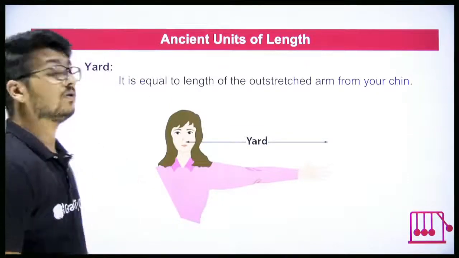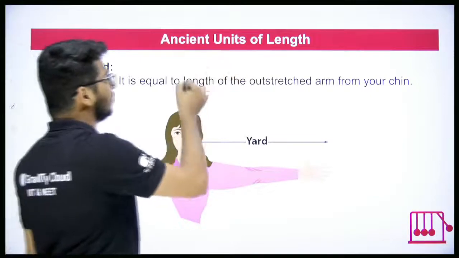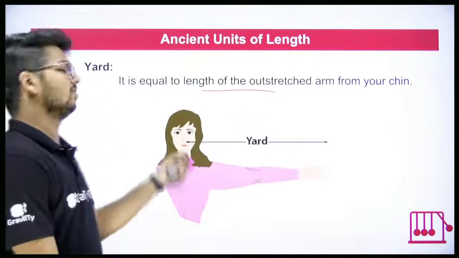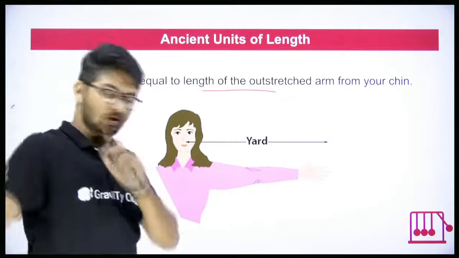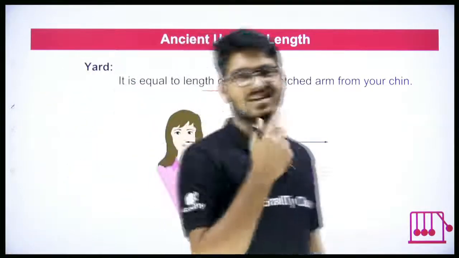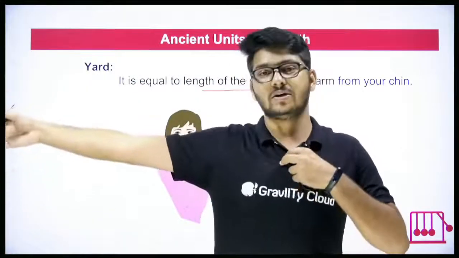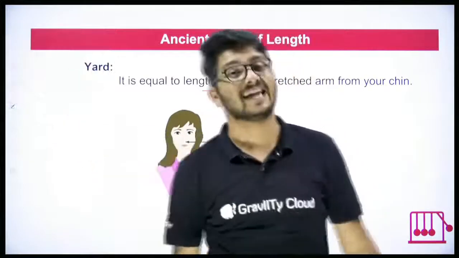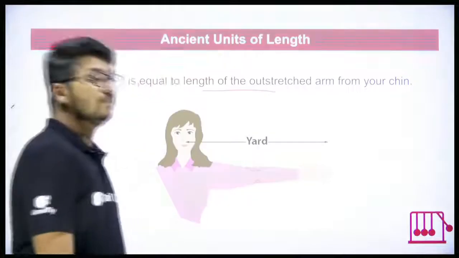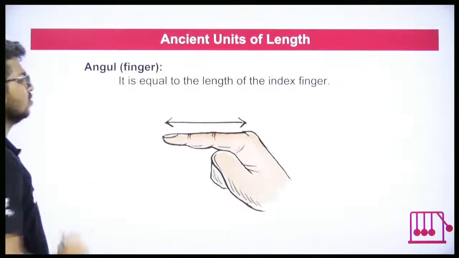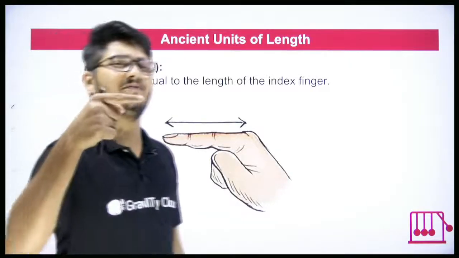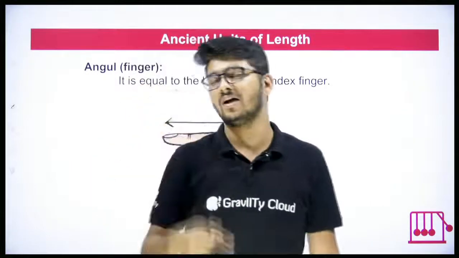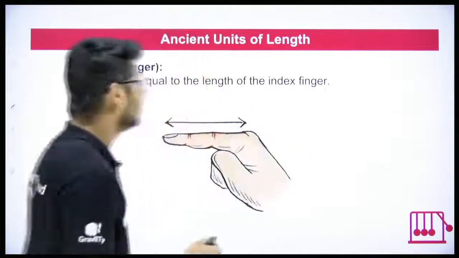Knowledge is passed down. So yard is equal to the length of the outstretched arm from your chin. Basically, from here. This is not the chin, I know. I'm saying exactly from here to here, from the middle of the face to the tip. That is a yard. Good. Then they also used angul. Angul is just a finger, for very small lengths. You can use a finger or an angul. Simple.